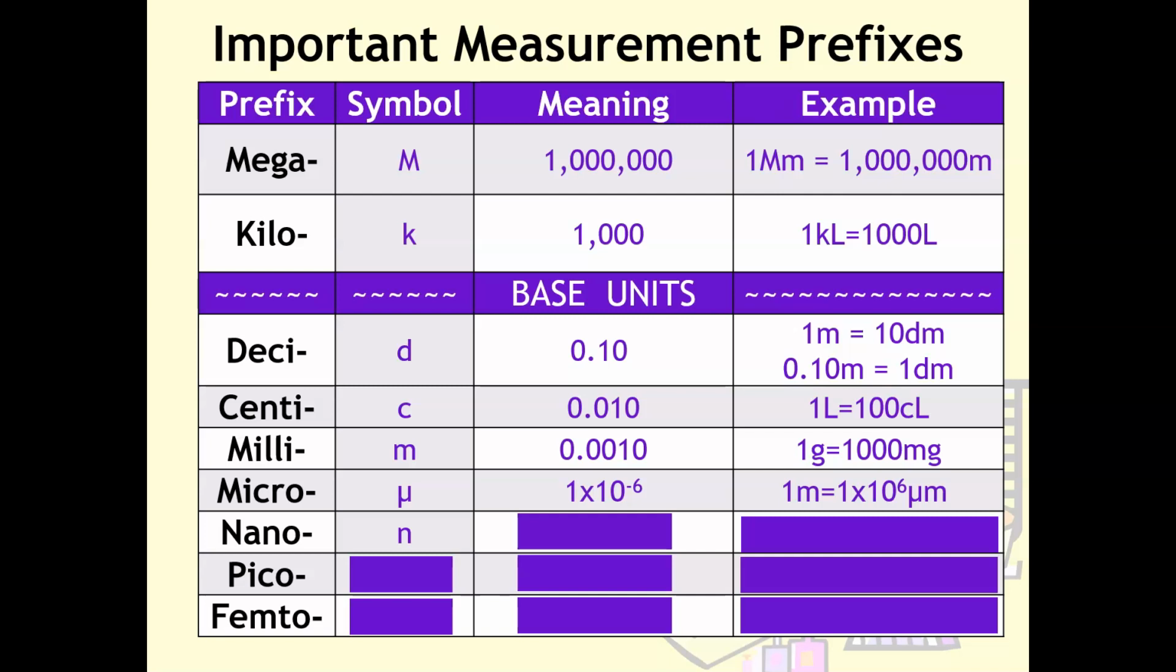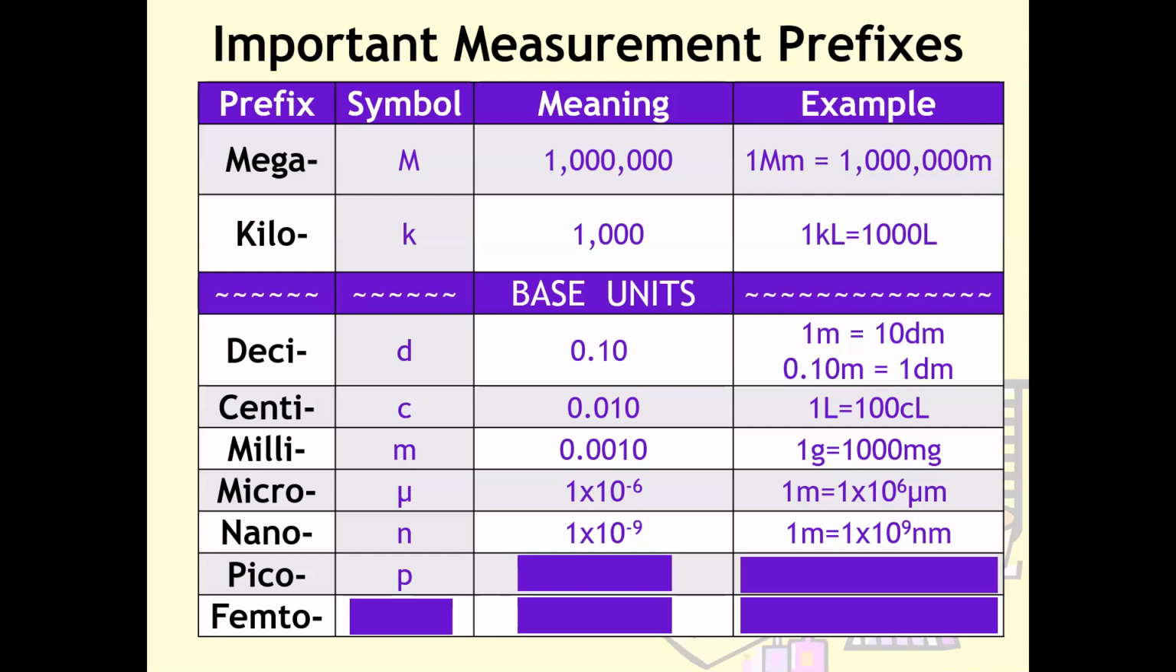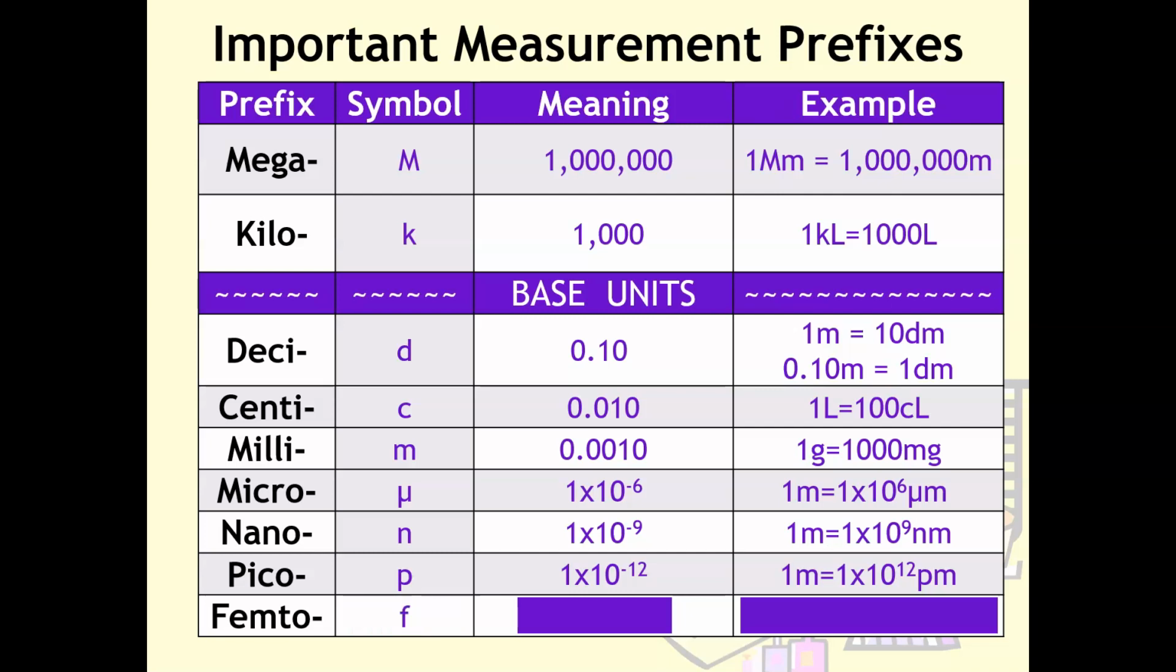Then we have nano, which is 1 times 10 to the minus 9, teeny tiny. So we would say, for example, in this case, 1 meter equals 1 times 10 to the 9th nanometers. Pico has the symbol p, and this is 1 times 10 to the negative 12th. And then this is 1 meter equals 1 times 10 to the 12th picometers. And then, last but not least, we have femto with the symbol f, and this is 1 times 10 to the minus 15th, and therefore 1 meter equals 1 times 10 to the 15th femtometers.